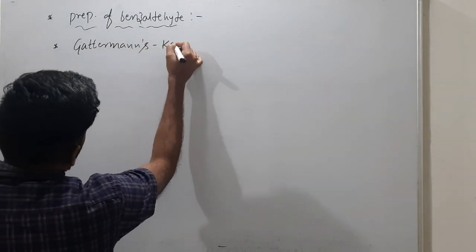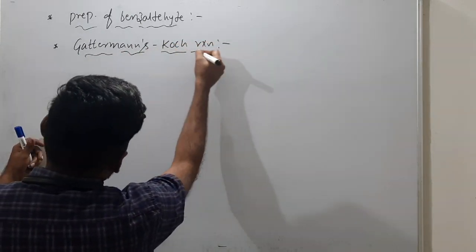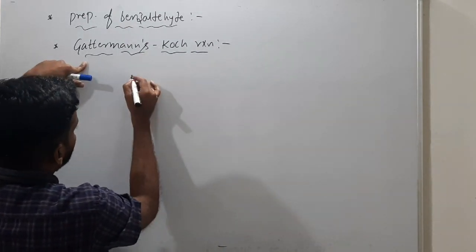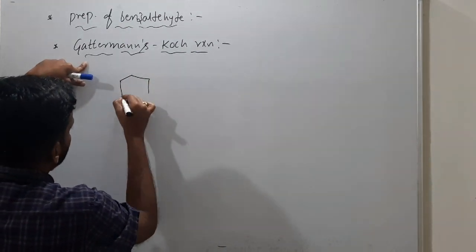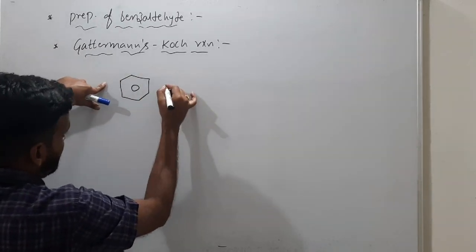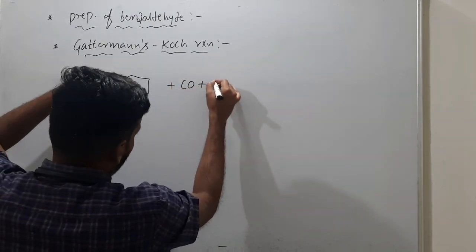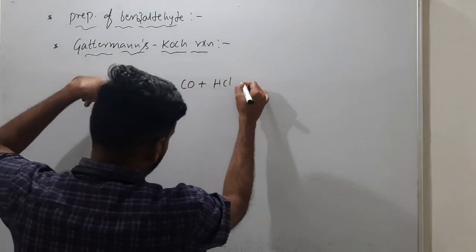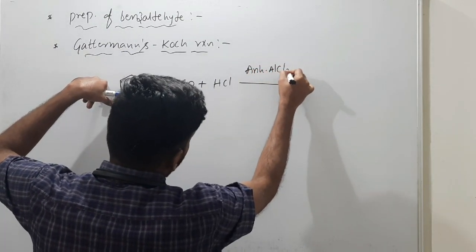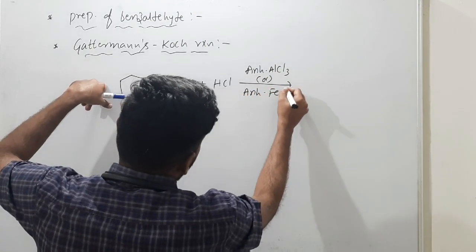Gattermann-Koch reaction. Koch, not cricket coach, that's his name. Gattermann-Koch reaction. This reaction is a preparation of benzaldehyde, C6H5CHO. Benzene reacts with carbon monoxide plus HCl in the presence of anhydrous AlCl3 or anhydrous FeCl3.